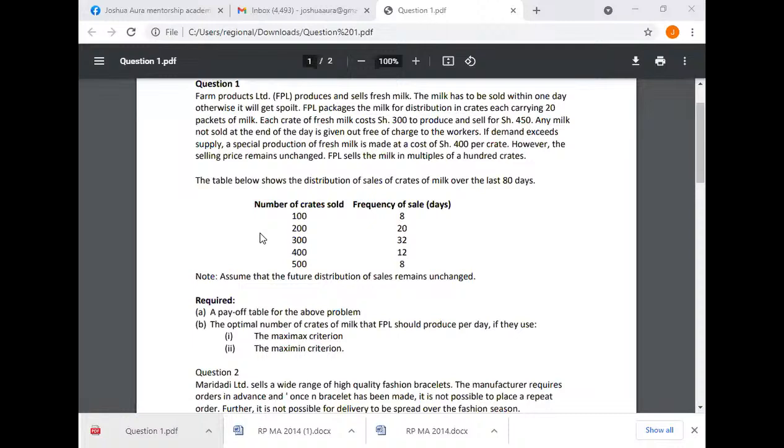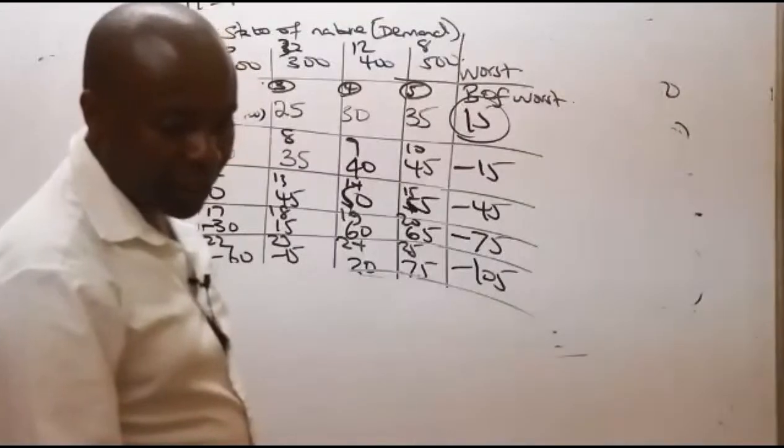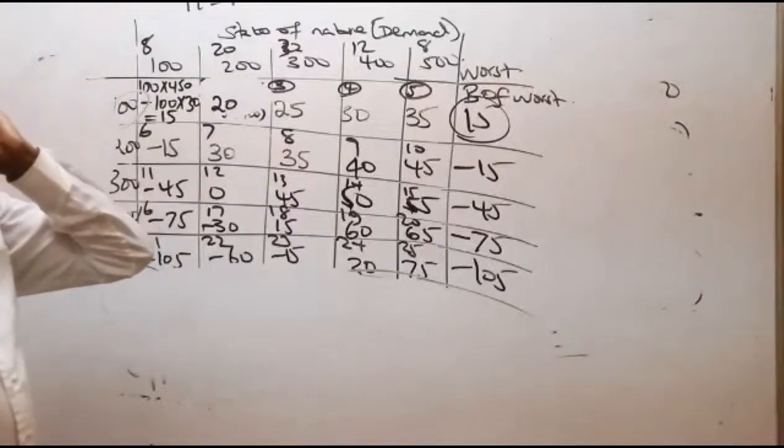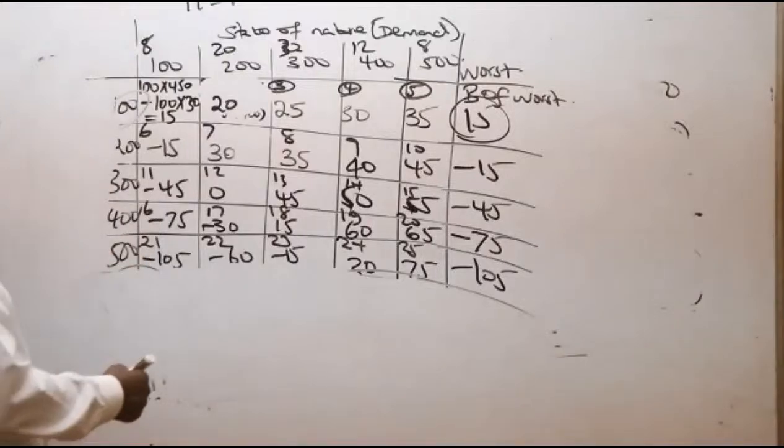Of course, to get these probabilities, I would have used the frequencies: 8, 20, 32, 12, and 8. So can somebody give me the total frequency? We normally use frequencies to get probabilities. Yes. Add the frequency of sales, divide each frequency by 80. So the total is 80.